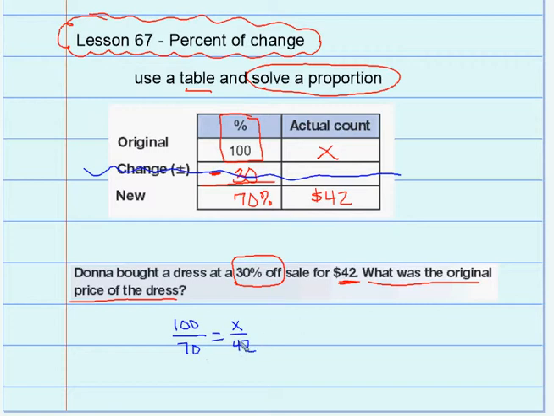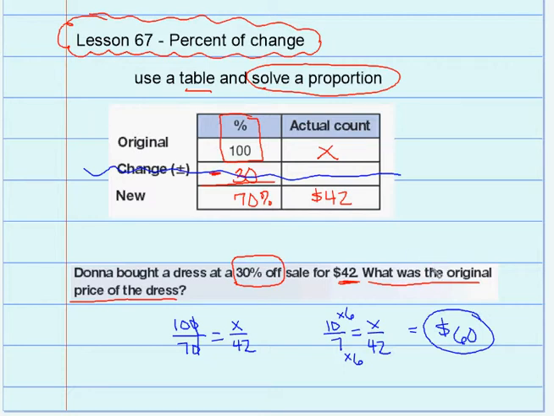Now, there are a lot of different ways you can solve proportions. In this case, I can see that if I reduce this fraction here, I now have 10 over 7 equals x over 42, and I can multiply this by 6 and multiply that by 6. So I'm going to get my original price of the sweater, or the dress, is $60.